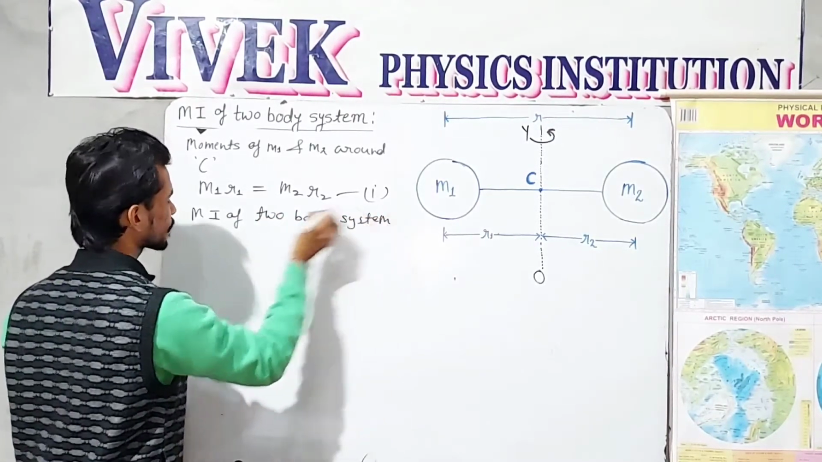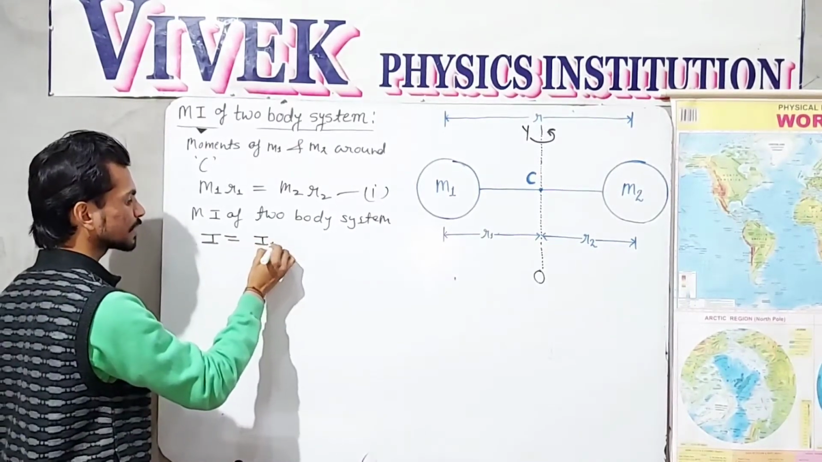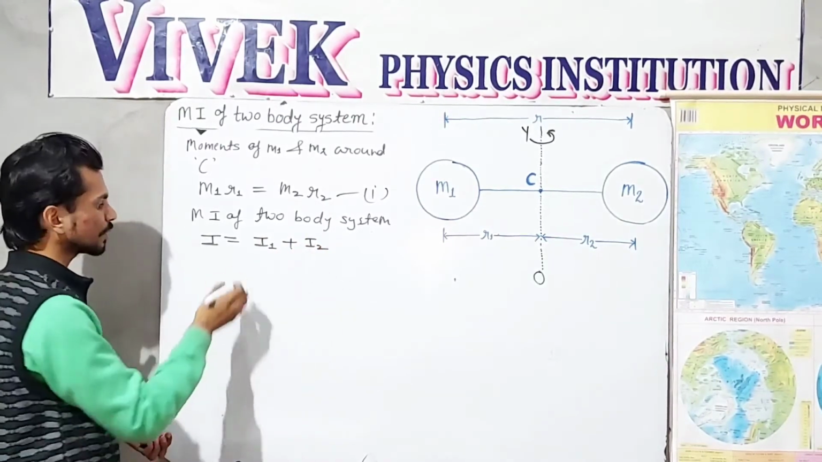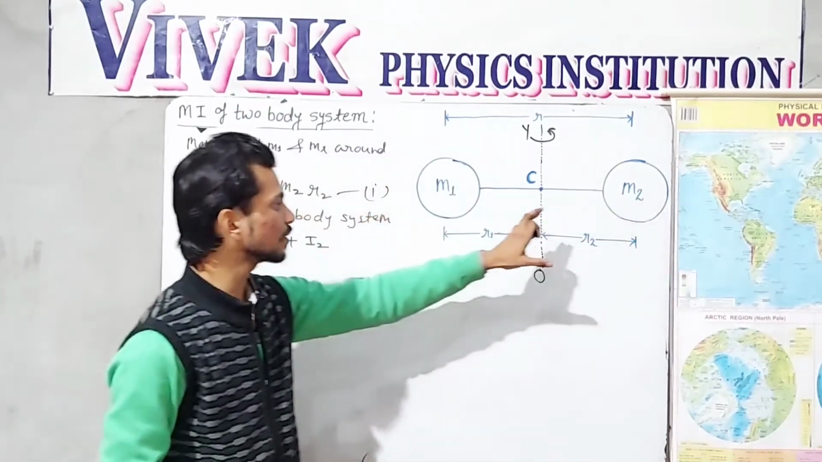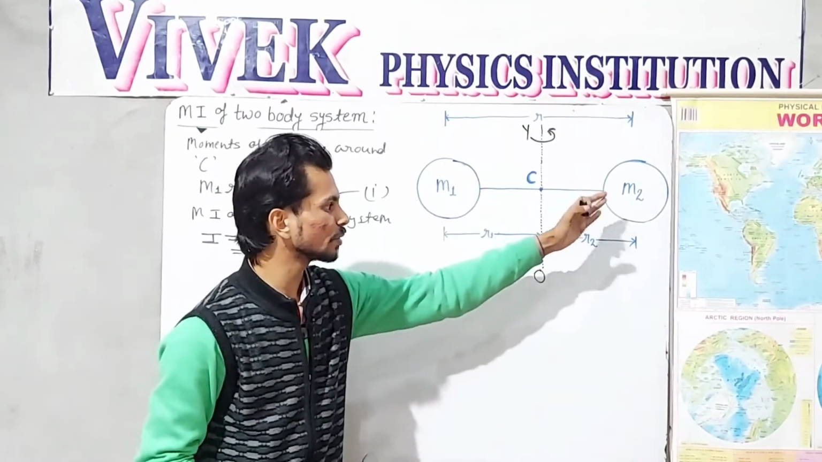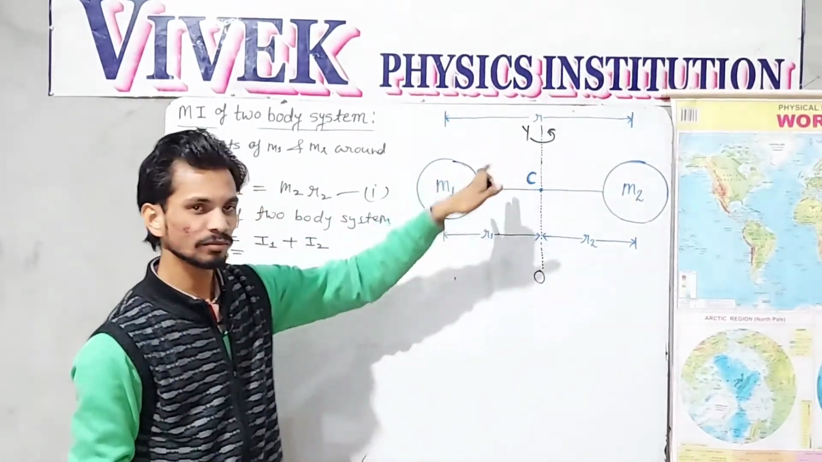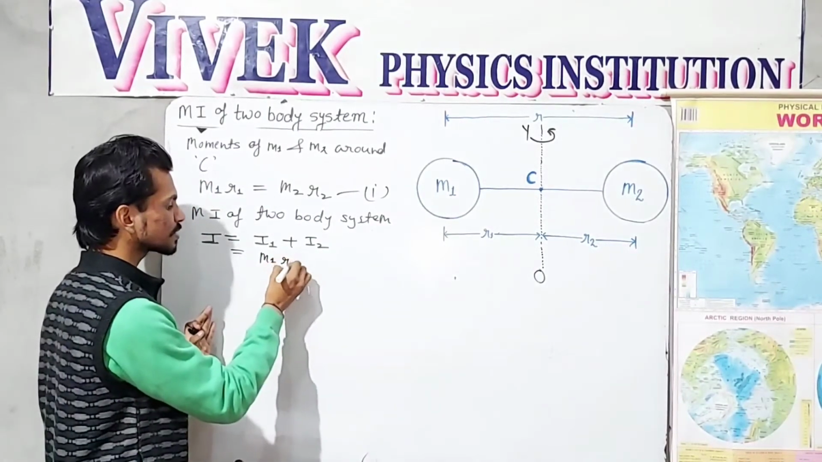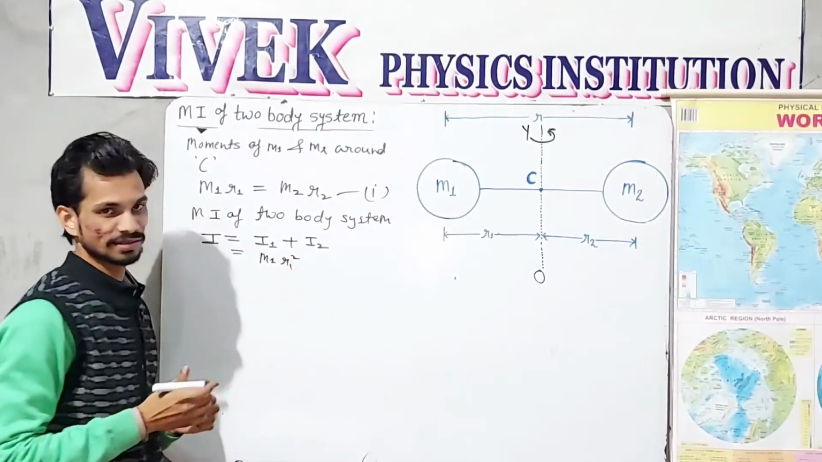will be the moment of inertia of one particle plus the moment of inertia of the second particle. One particle is m1 and another particle is m2. So if I rotate this complete system, m1 will rotate in this direction and m2 will rotate in this direction. So the moment of inertia of m1 around O by will be its mass and its distance square from the center of mass axis.